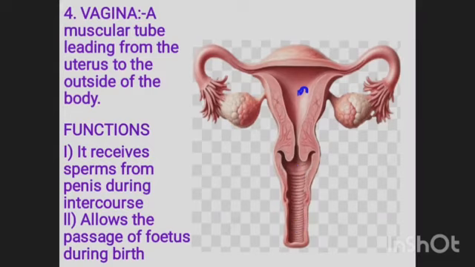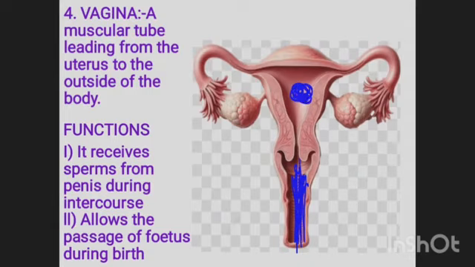Once the animals are having sexual intercourse, this is where the penis is being placed in, the vagina here. When the penis is placed in here, the sperm are being released. All right. So the vagina receives the penis and the sperm, and number two, it allows the passage of the fetus during birth.